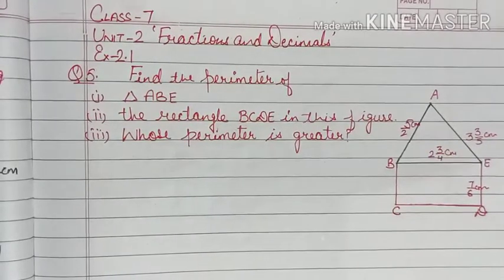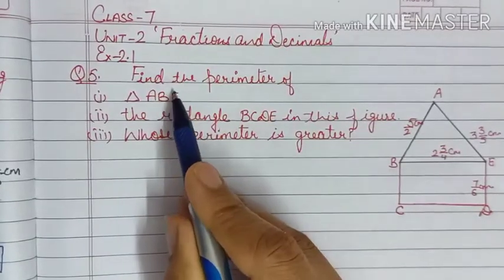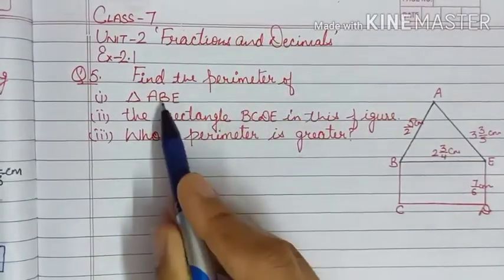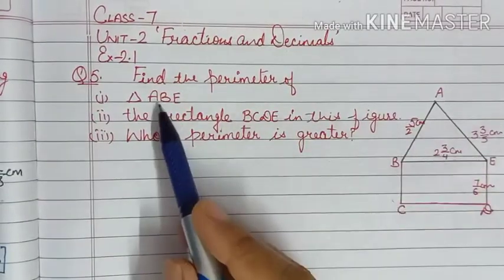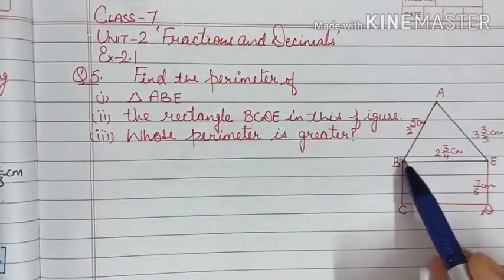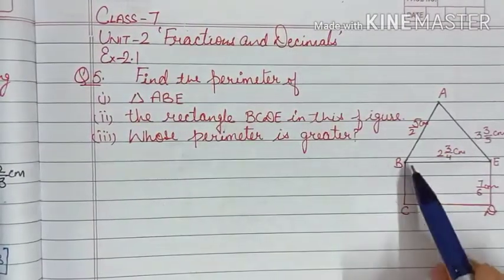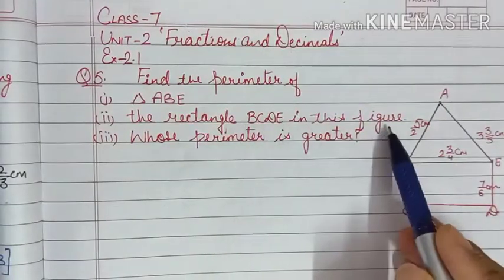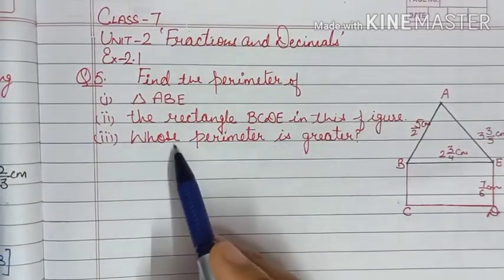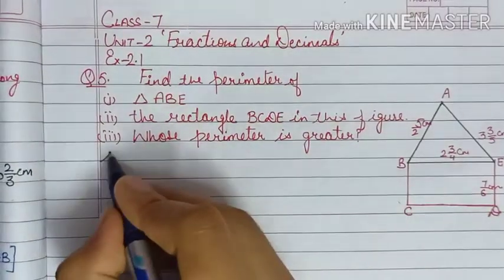Hello students, let's do question number 5 of exercise 2.1. It is given, find the perimeter of triangle ABE. So here we are given a figure. In this we are to find the perimeter of triangle ABE and the rectangle BCDE. So for this rectangle we have to find out its perimeter also, and also we have to find out whose perimeter is greater. So let's write the solution.